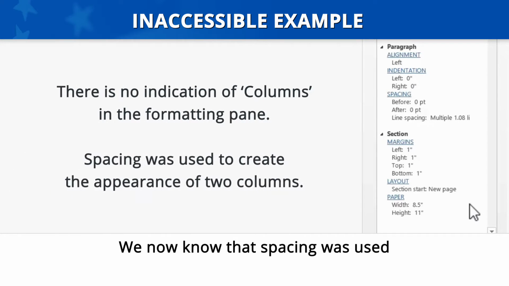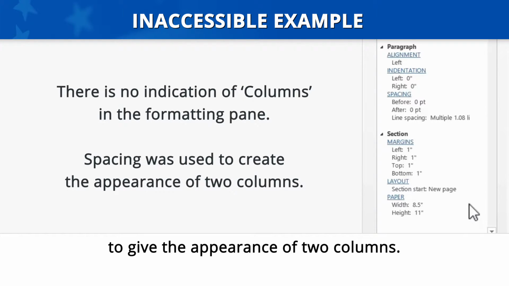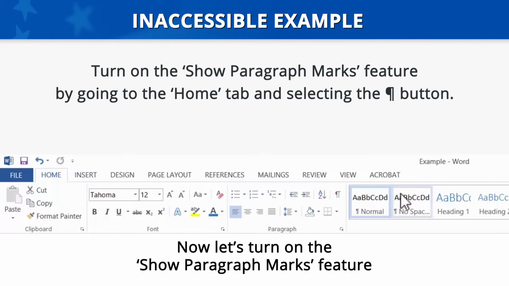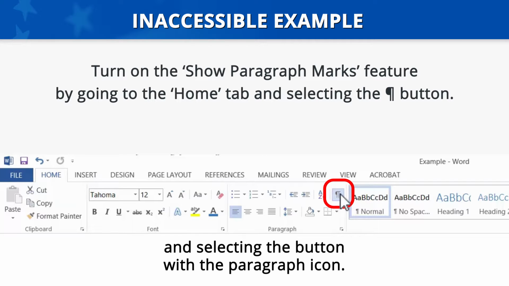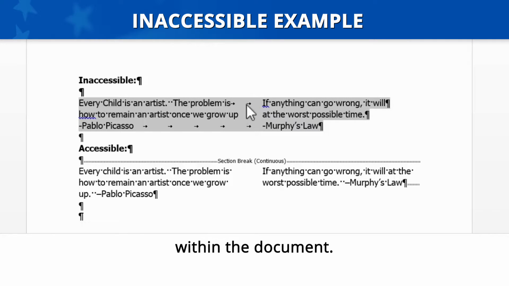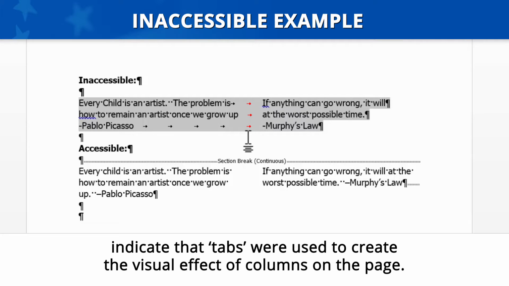We now know that spacing was used to create that gap down the middle of the page to give the appearance of 2 columns. Now, let's turn on the Show Paragraph Marks feature by going to the Home tab in the navigation ribbon and selecting the button with the paragraph icon. This feature shows us the hidden characters and formatting marks within the document. The arrow formatting marks located down the center of the page indicate that tabs were used to create the visual effect of columns on the page.